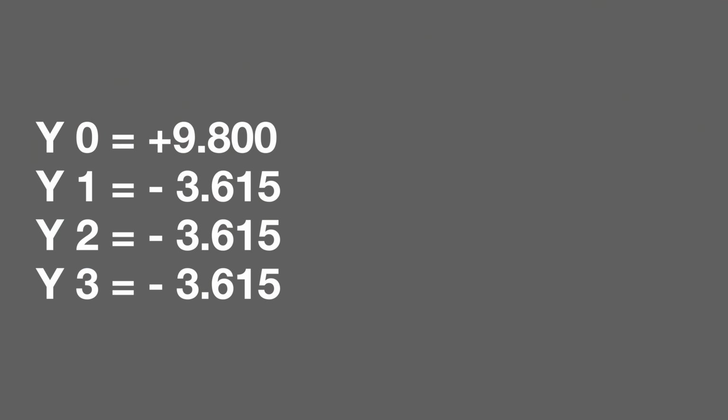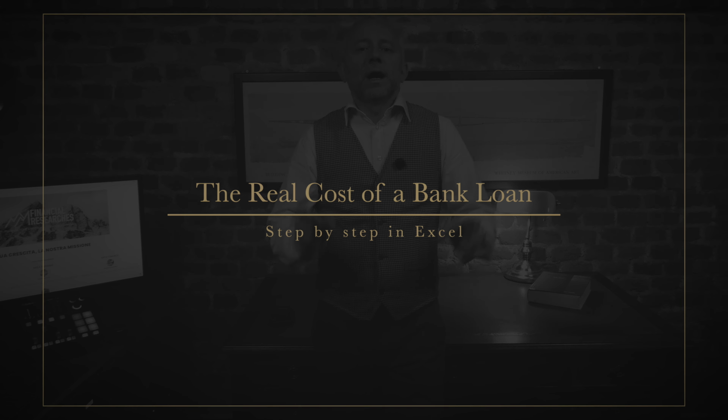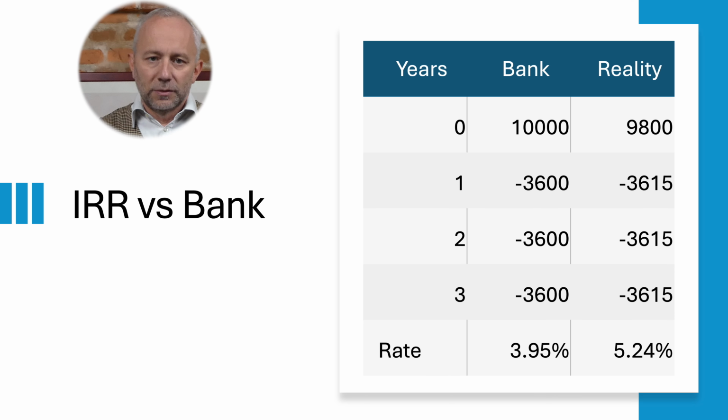At year 0 plus $9,800, what you actually receive, and then for year 1, 2 and 3 you have to repay $3,615 per year. Now the question is, what's the real interest rate of this loan? Let's open Excel and do this together. Step 1, in column A, write the years 0, 1, 2 and 3. Then in column B, write the cash flow plus 9,800 and minus $3,615 per year. Just remember, money you receive is positive, money you pay is negative.